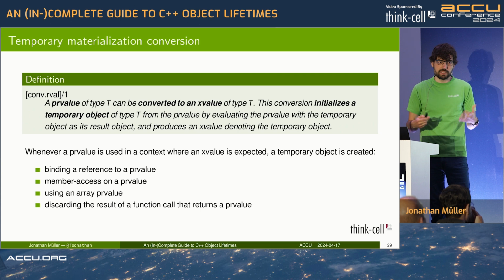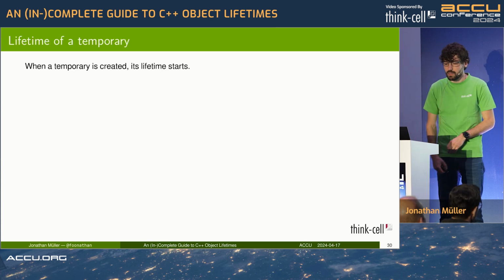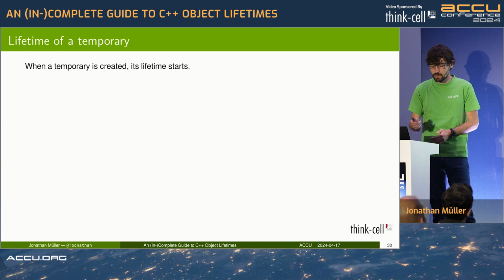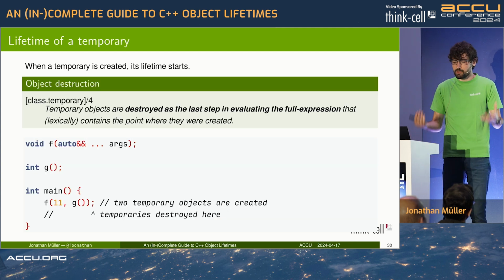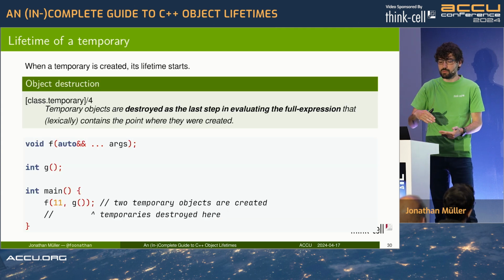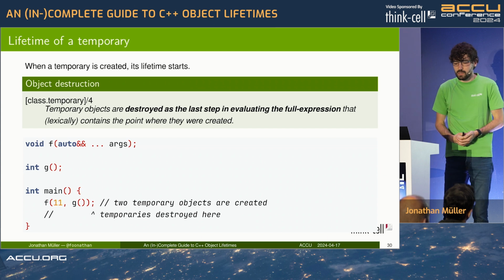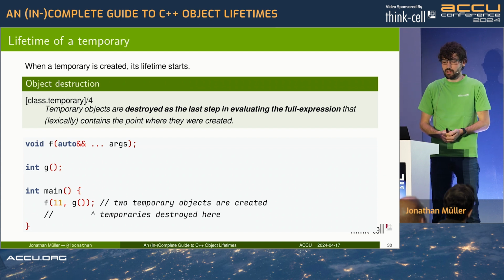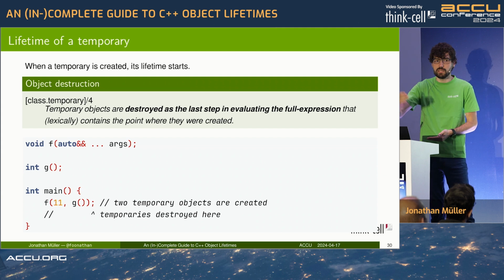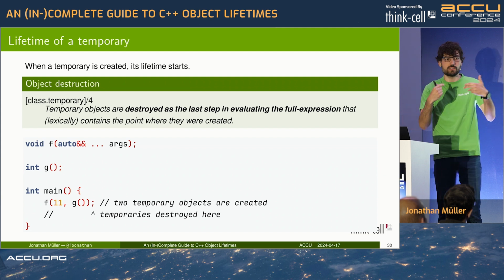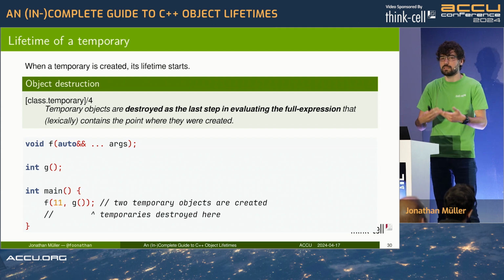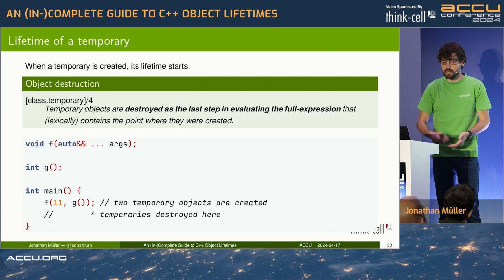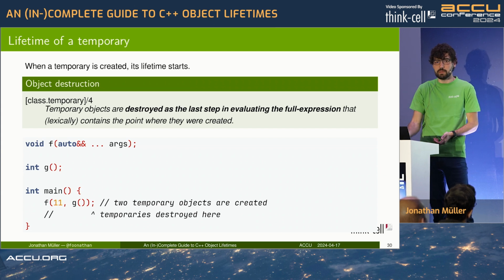Now, what about the lifetime of this temporary? Creation is easy. When we create the temporary, the lifetime starts immediately. And the temporary is then destroyed at the last step of the full expression that contains it. So here we've got a function f, which takes a bunch of references to force creation of temporaries, and then we call it with 11 and a PR value we return from g. This creates two temporary objects whose lifetime starts immediately. Then we evaluate the call of the function f, and once we're done and control flow reaches the semicolon, we destroy those temporaries.